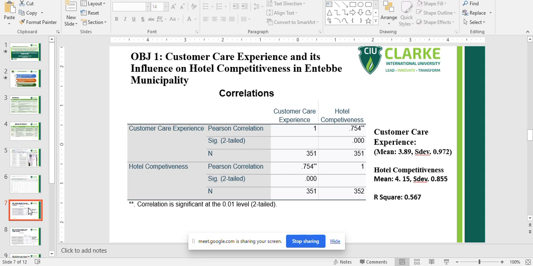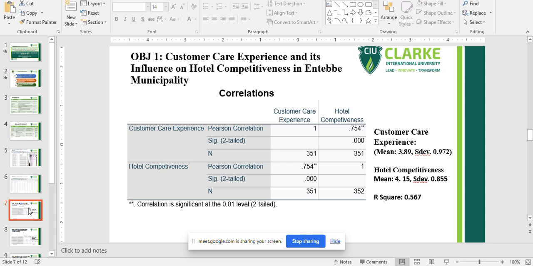and this 0.754 explains that in Entebbe municipality hotels, customer care experience has a positive and strong influence on hotel competitiveness. That implies that for hotels in Entebbe to remain more competitive, they've got to intensify efforts and ensure that customer care experiences are built up through good customer care.